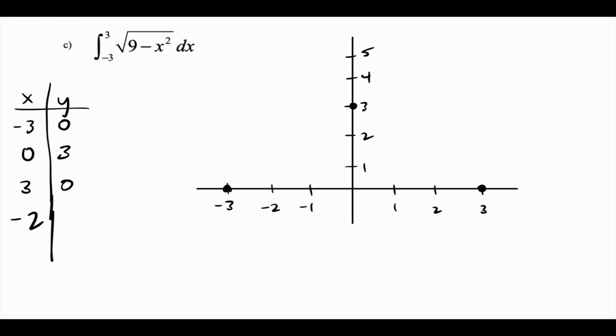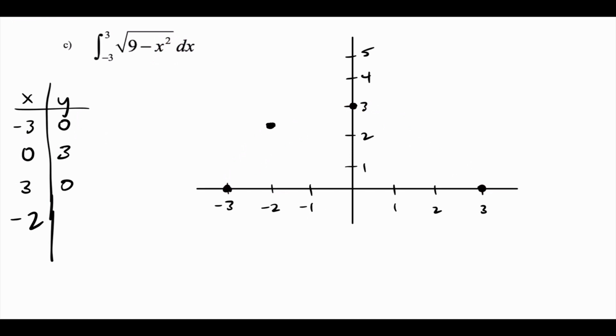So let's say I plug in -2 here. When I square it, I get +4. 9 minus 4 is 5. The square root of 5 is close to what number? It's between 2 and 3, right? Closer to 2, but between 2 and 3. So I'm going to have to kind of use my best guess here.